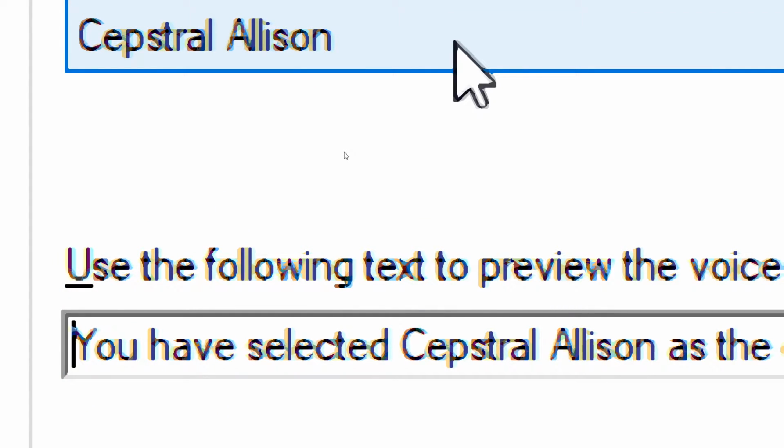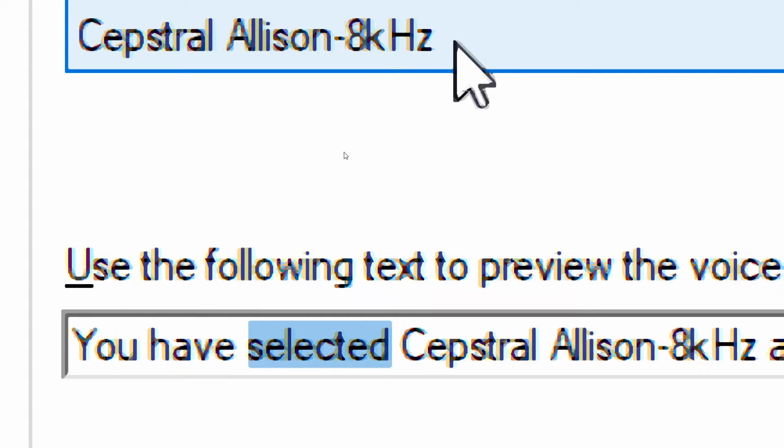This voice is not licensed. Please visit www.Cepstral.com to purchase a license. You have selected Cepstral Allison as the computer's default voice. This voice is not licensed. Please visit www.Cepstral.com to purchase a license. You have selected Cepstral Allison 8 kHz as the computer's default voice.